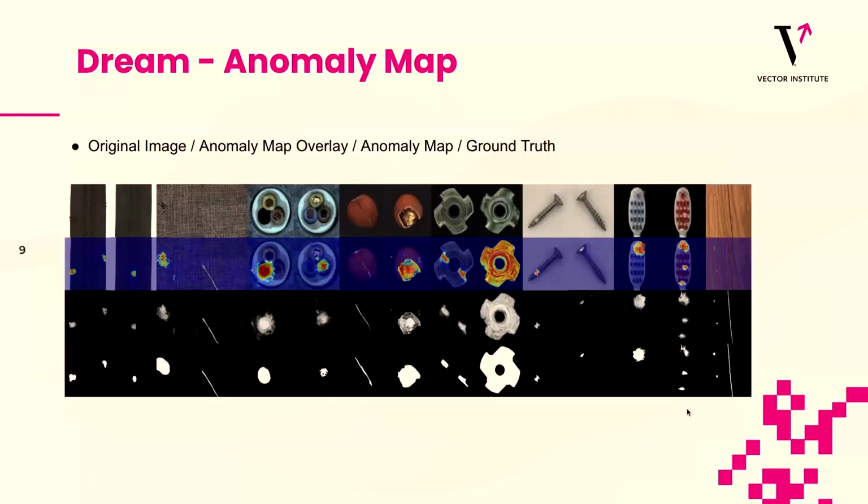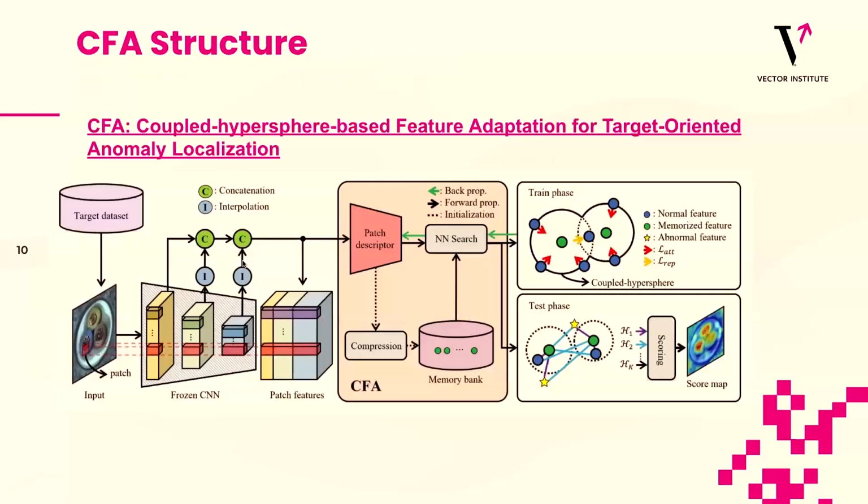And here I have an image that shows, in the first row, the original image that comes from the training data, and the test data, where there is some defected part here. We have the anomaly map overlay, this one, and we have the anomaly map, and finally we have the ground truth. Red pixels in the anomaly map image show the abnormal part of the image, and the blue pixels show the normal part.